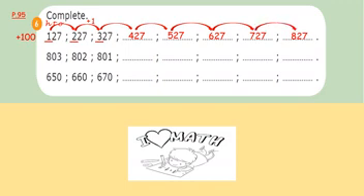Now, go to the next line. 803, 802, 801. Look at the hundreds digit. It keeps 8. It didn't change. Look at the tens digits. It keeps 0. It also didn't change. Look at the ones digit in each of these 3 numbers. It starts with a 3, then becomes 2, then becomes 1.